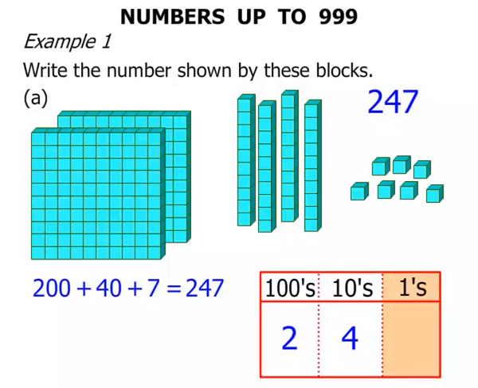And how many ones did we have? We had 7. So let's see what we have. We have 2, 4, 7. And in those positions we read out the number as 247. That matches up with what we had before.